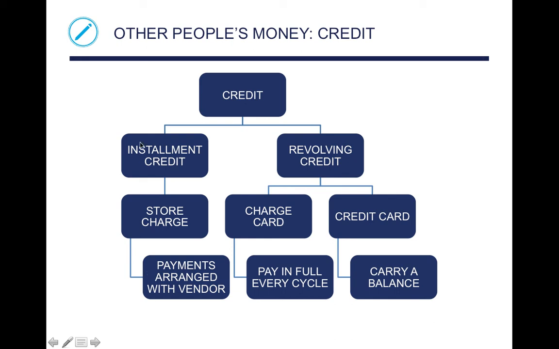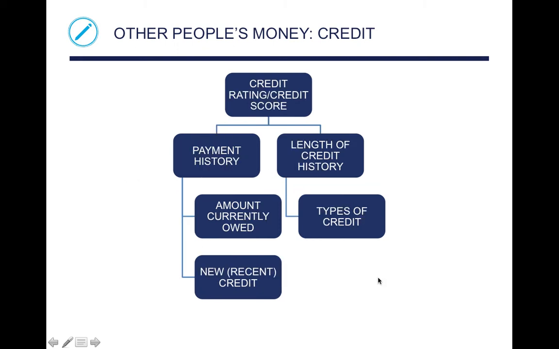So this is when you go to Target and you buy a bunch of stuff, and then they're like, "Would you like to save 10% by getting a credit card?" And then you're like, "No," and you always tell them no, but they ask you anyways. That's what that means. So the payments are arranged with the vendor. Then you have revolving credit, charge card. You pay in full every cycle. Credit card carries the balance.